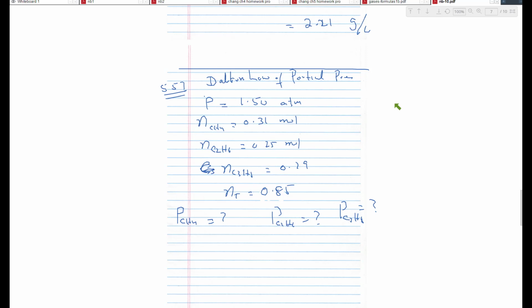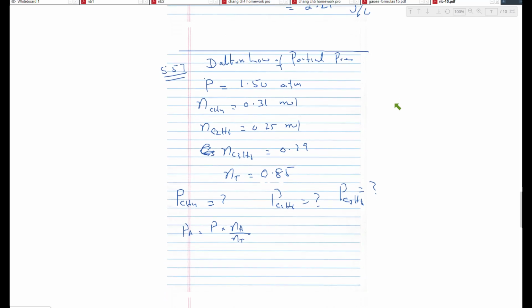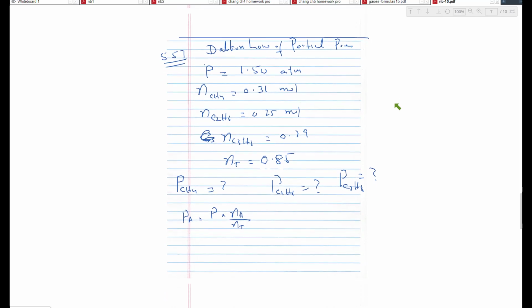Do you have a formula like PA or PB? PA equals PT times NA over NT. I see like 4 of them. PA over PB is equal to NA over NB. Yeah, you can also use that one. But which one? I also see the total pressure, NT. Yes, I see that. Okay, use that one.